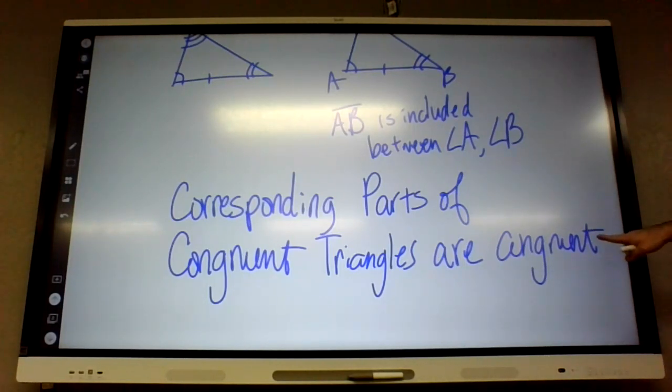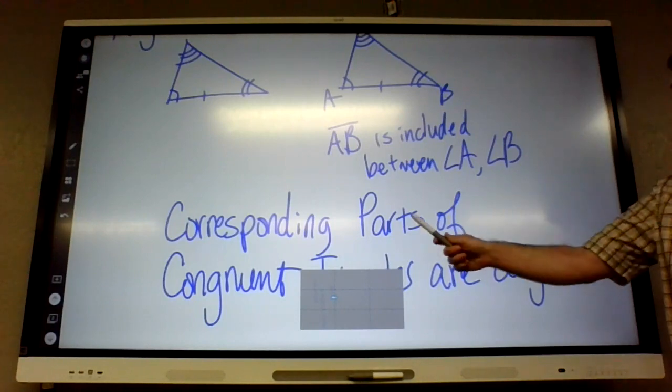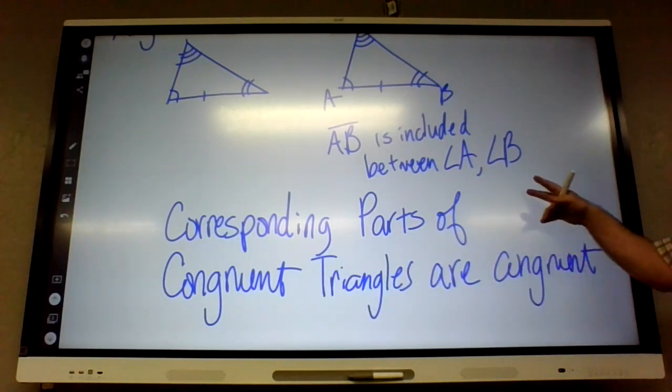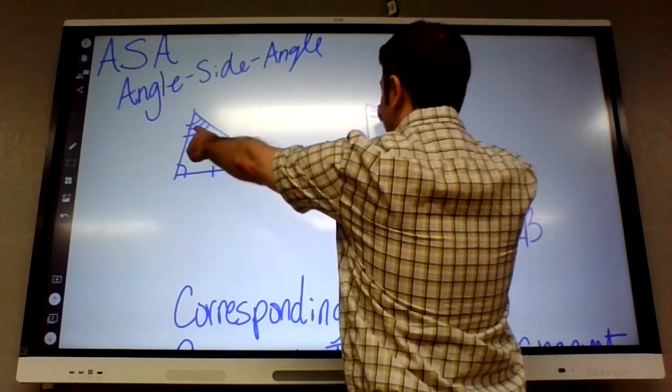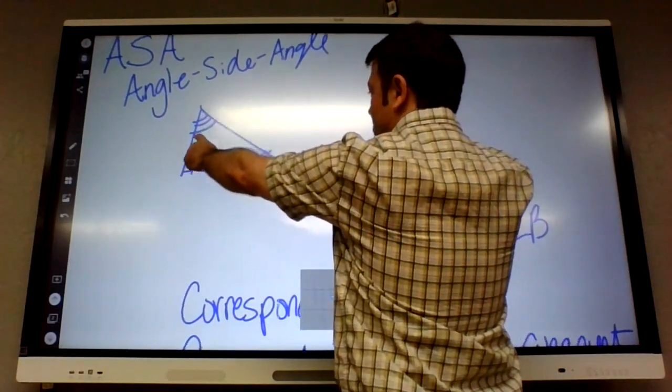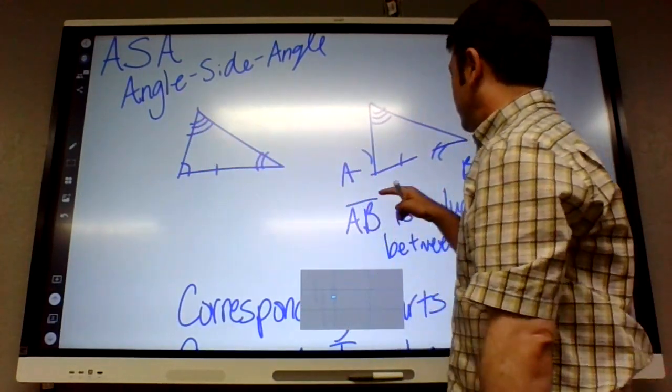Did you guys process this? I know it's a lot of weird words, but it helps if you understand: corresponding parts of congruent triangles are congruent. If you already know the triangles have to be the same, how did we know these two are the same? Because if the triangles are congruent, any matching parts have to be congruent.